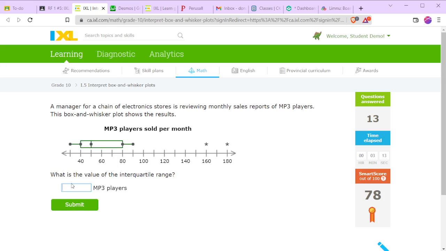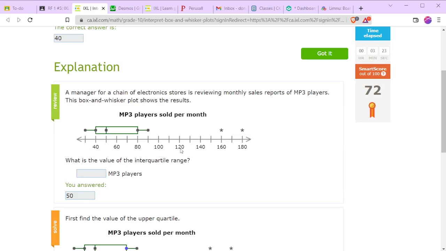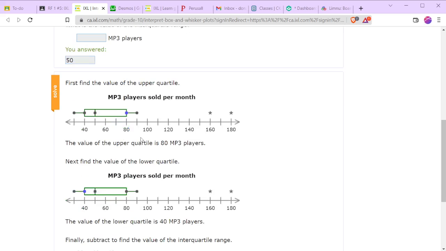What is the value of the interquartile range? So that's our middle number here, which is 50. It's also the median. Oh, sorry, 40. Well, the interquartile range is the number of data points between the bottom of the quartile and the top of the quartile.